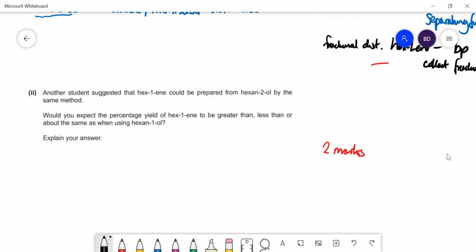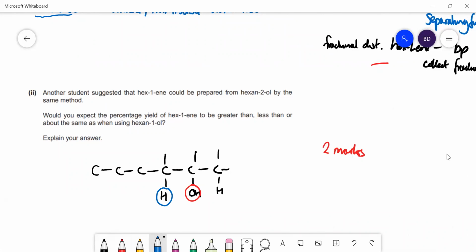Okay. Now let's have a look at that. If you've got hexan-2-ol, there's an OH there. Now, to dehydrate it, we'll draw all the hydrogens in, you remove the OH and you remove the hydrogen from the carbon next door. Now this has got 2 carbons next door, so if it removes, let's say, that blue one, you're going to end up with the double bond forming there.